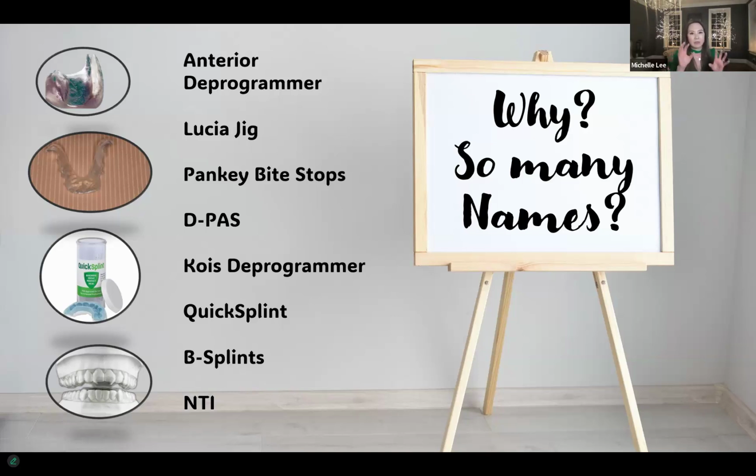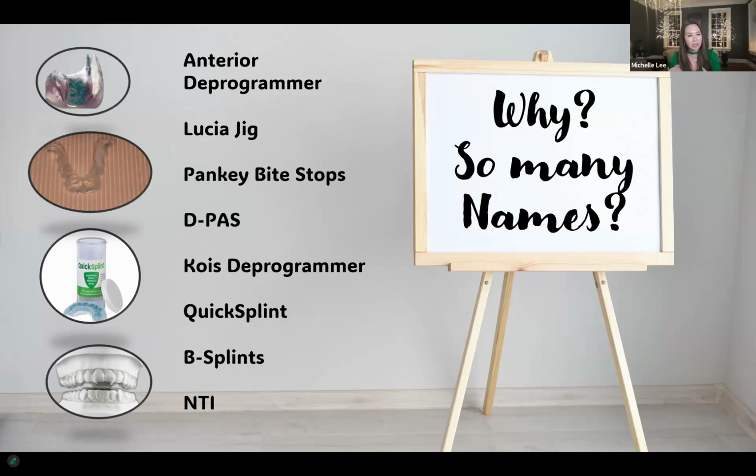but ultimately the principles are the same. So I've broken down the most common names of anterior only appliances. We've got the first 3 up here on the screen: Anterior Deprogrammer, Lucia Jig, Pankey Bite Stop. I think most of us on this call may have heard about all 3 of them, or maybe one of them, and that is the top appliance on the top left of the screen. Then we've got the diagnostic palatal anterior stop, shortened to DPAS.